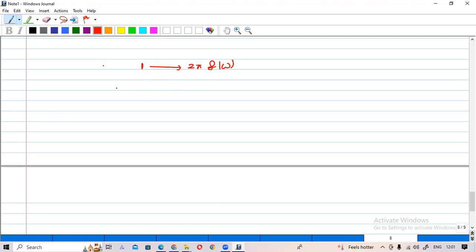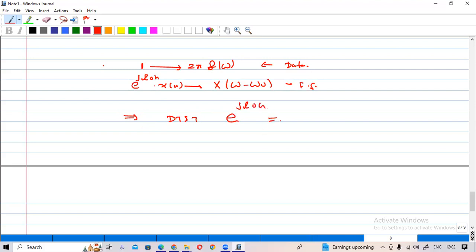Then the frequency shifting property is e to the power j ω0 n x[n] will be X(ω minus ω0). This is the frequency shifting property. And with this we know the data, and you are asked to find the DTFT of e to the power j ω0 n. So what is the answer?